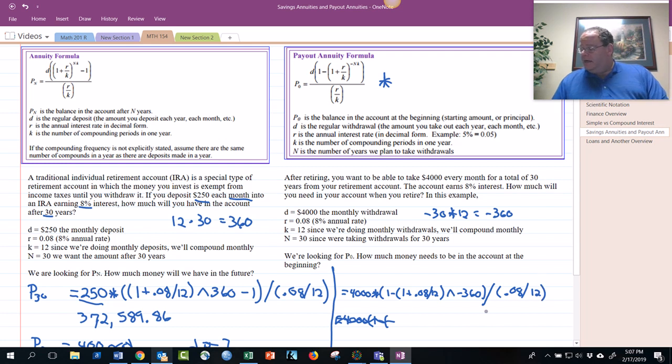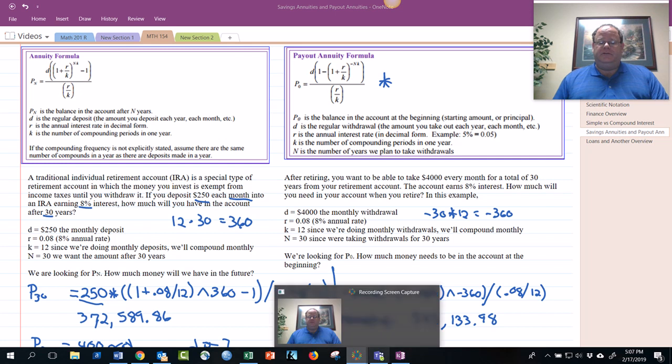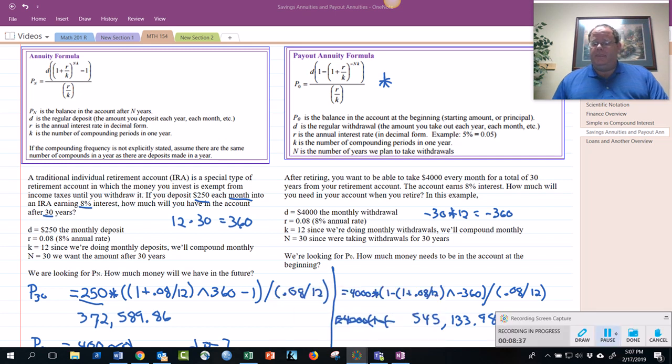And so then what comes out, to be able to take out $4,000 a month at 8% for 30 years, you need $545,133 and then 98 cents. All right, so that's a nice chunk of change, right?